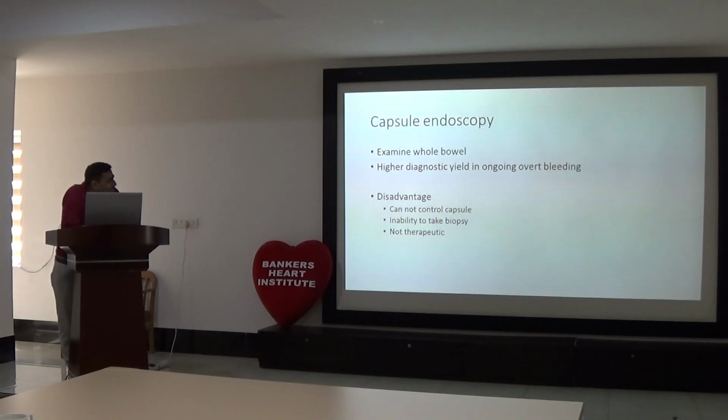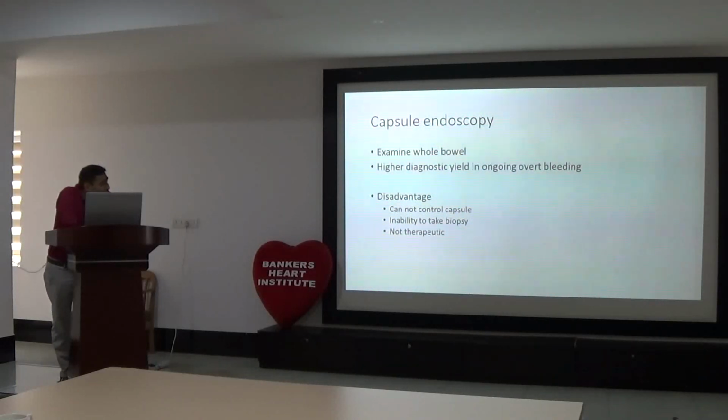Capsule endoscopy. The advantage is it can examine the whole bowel and it has a higher diagnostic yield in obscure bleeding. The patient will swallow the capsule and it passes through the whole small intestine and colon and takes pictures. But the disadvantage is we cannot control the capsule. It will go on its own. It has inability to take a biopsy and is not therapeutic. And it is expensive.